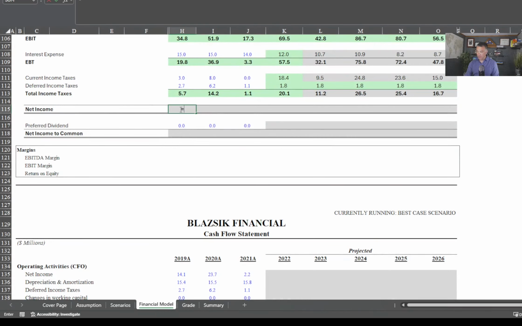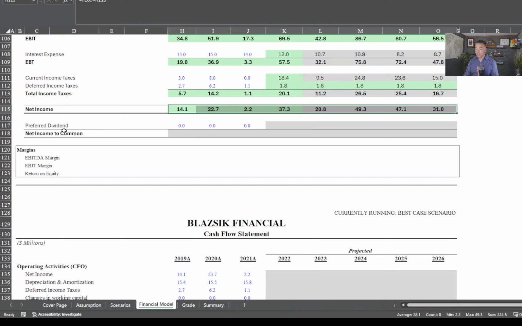Next is net income. So we had income before taxes. So we're going to take that value, the last calculated field, and I'm going to subtract out the total income taxes that we're paying. I'll drag that across. And then what we have here is net income, and you've got to be very careful when we add these up, what it means.